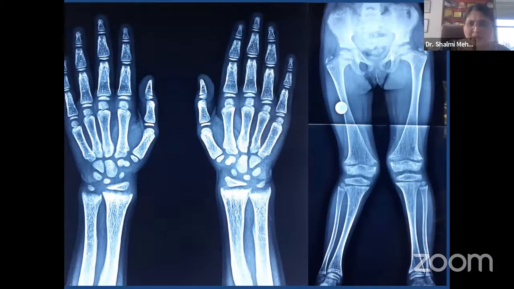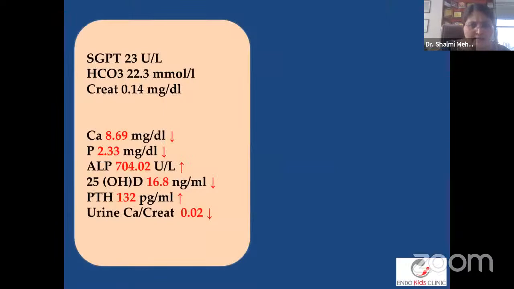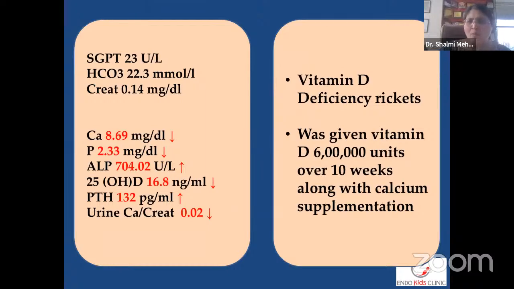And this is the X-ray picture. You can see there is rickets, definitely, but not like a very bad rickets. So on investigations, we did notice a low calcium, a low phosphorus, increased alkaline phosphatase, a low vitamin D, and a high PTH. So initially, this was thought to be a vitamin D deficiency by the pediatrician, and they had given them vitamin D along with calcium supplementation.